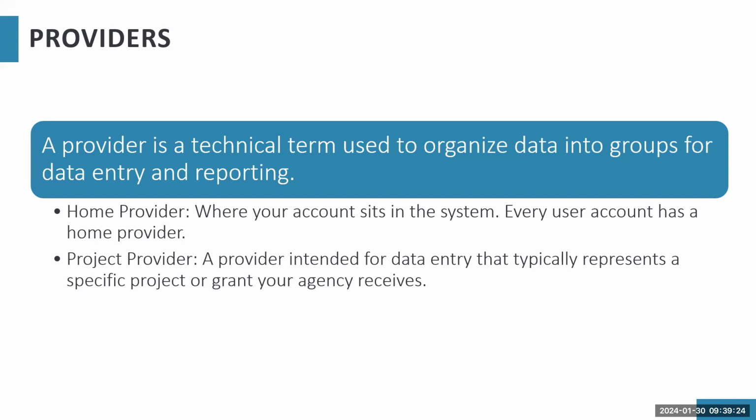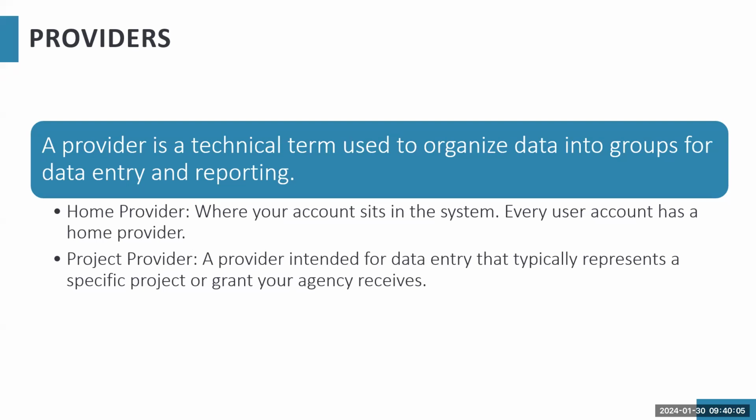There are two different types of providers within HMIS. One is your home provider. So you'll hear that phrase throughout your trainings with HMIS, but also when you have meetings for HMIS. So your home provider is where your account sits in the system. Every user who has a license is assigned to a home provider. It usually has to do with the provider you will be doing most of your data entry for, but it also is attached to the grant that provides your salary and most of the coverage of your license and your position within your agency.